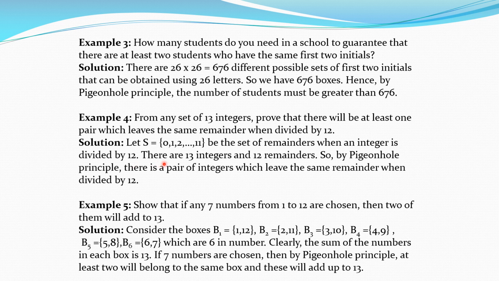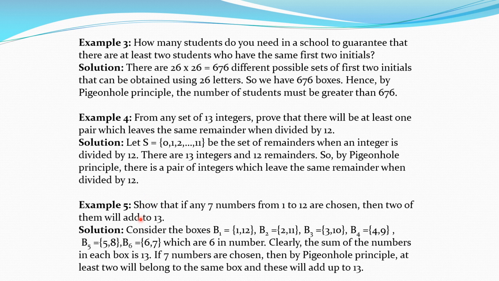We divide each integer by 12. If any integer when divided by 12 has remainder 0, then it will go to box 0. If the remainder is 1, then it will go to box 1. In this way, these 12 remainder values are 12 boxes, and there are 13 integers which are objects in this case. So by pigeonhole principle, there is a pair of integers which will belong to the same box. It means they leave the same remainder when divided by 12.